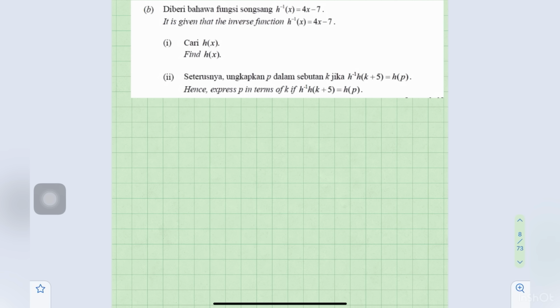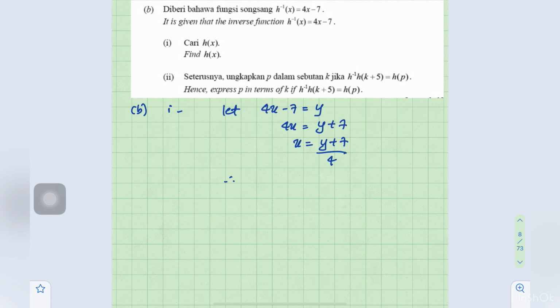Number 4b, it is given that the inverse function h inverse of x equals to 4x minus 7. B1, find h(x). So, kita nak cari h(x), kita inversekan inverse function. Okay, so the first one, let 4x minus 7 equals to y. 4x equals to y plus 7. So, x equals to y plus 7 over 4. Okay, so ni lah kita punya h(x), equals to, kita tukar y jadi x.